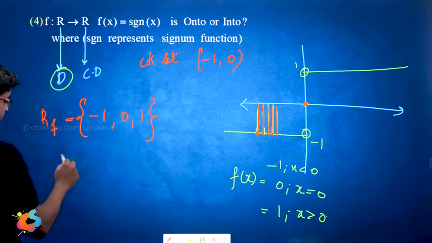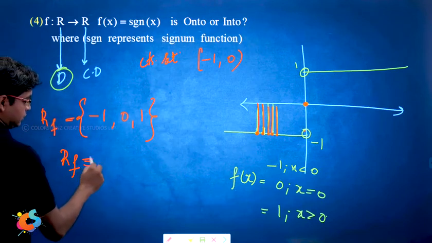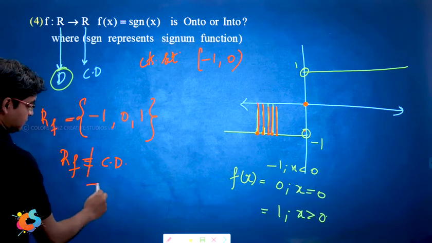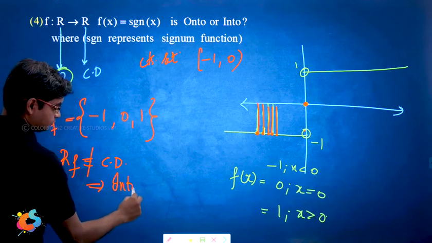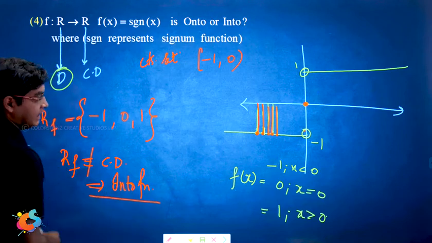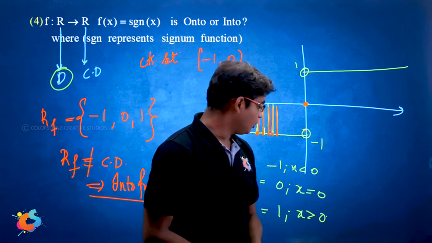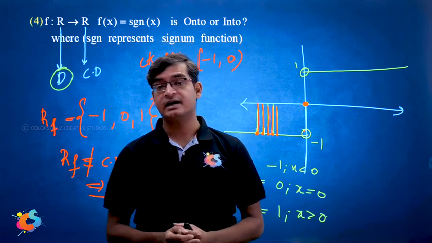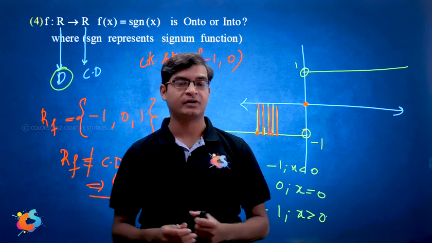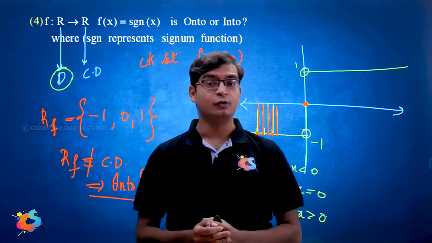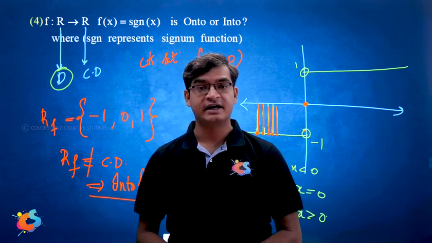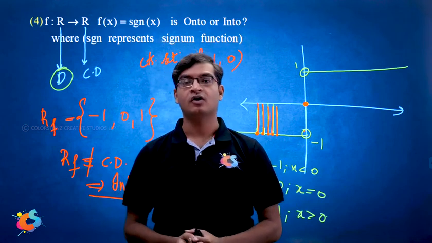So clearly, range of the function is not equal to codomain of the function, implies into function. Okay, so very simple. As I told you, do it through graphs and the answer will be very quick. Okay, and of course, when you are doing it in competitive exams. Okay, so this is how we have taken some CET questions on onto functions.